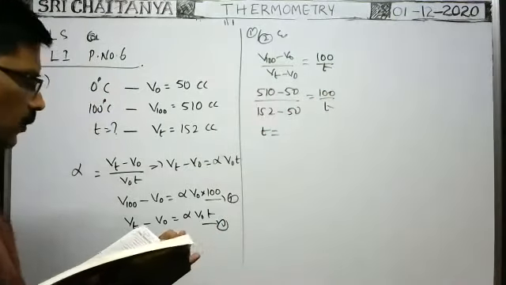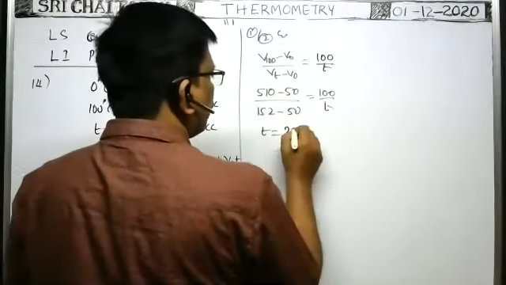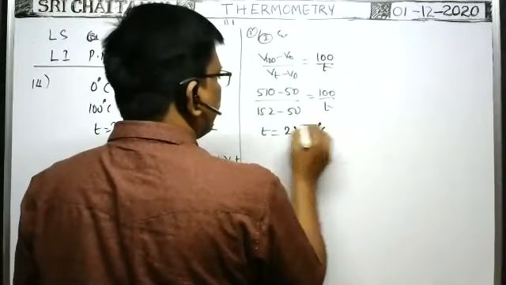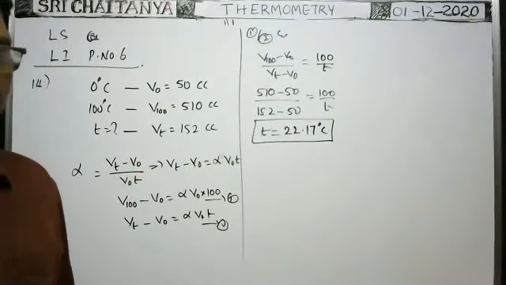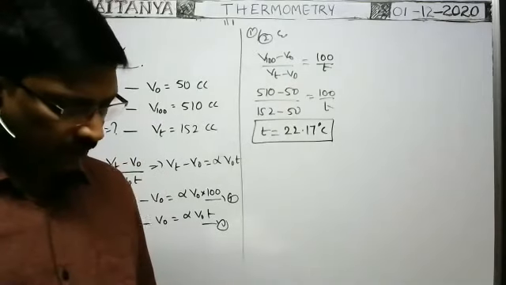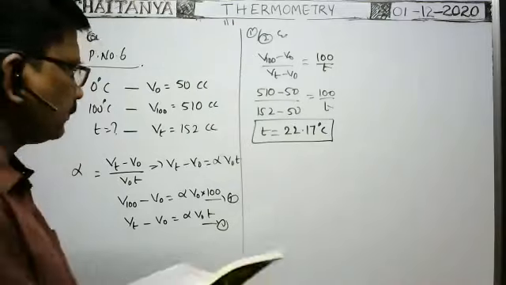When you calculate the T value, you will get approximately 22.17 degrees centigrade. I think this is the answer. Next, in level 2, question number 3.